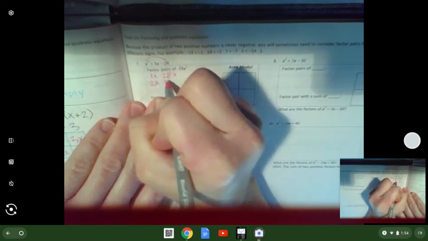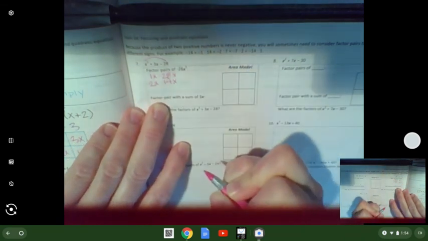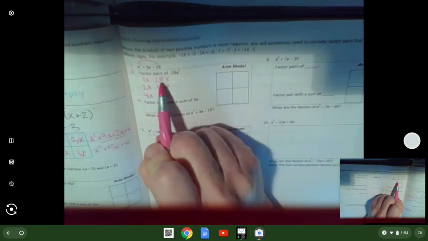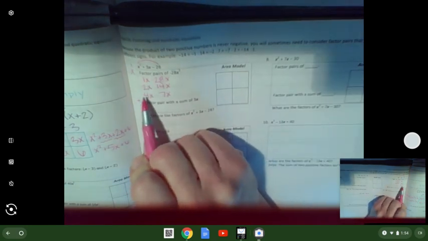2x times 14x, no, that would be a decimal. 4x times 7x. 5 and 6, not going to work. Okay, I need a pair. We did our multiplication. I need a pair that adds to this middle term, our b term, 3x. Looking at what looks like they're 3 apart, that is certainly our 4x and our 7x.